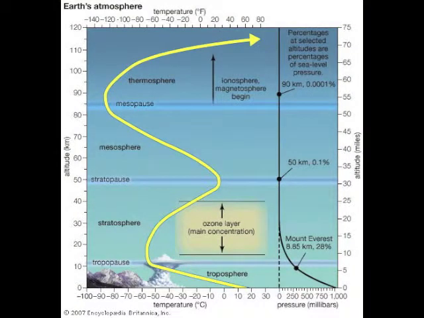The first layer is the troposphere, where most of the Earth's air mass is found. It is the thinnest and also contains the air we breathe. It's followed by the stratosphere, which has the most ozone, the mesosphere, the thermosphere, and the exosphere.